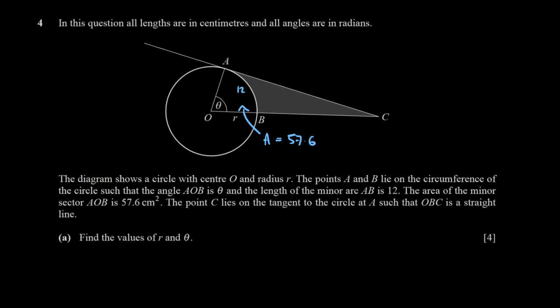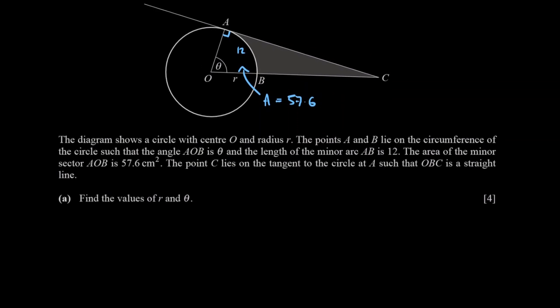Now, this means that this is a tangent. And if that's a tangent, then this angle here is going to be 90 degrees, because the tangent and the radius of the circle are always perpendicular. That is a very important fact that I strongly suggest that you commit to memory because it's going to come up probably in quite a few questions. The length OBC is a straight line. All right, so now we want to find the values of r and theta.